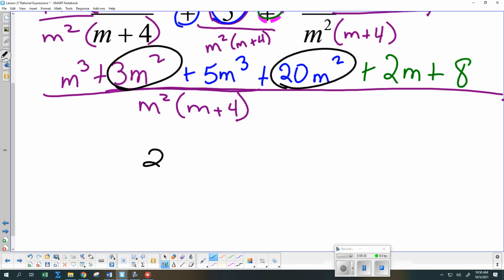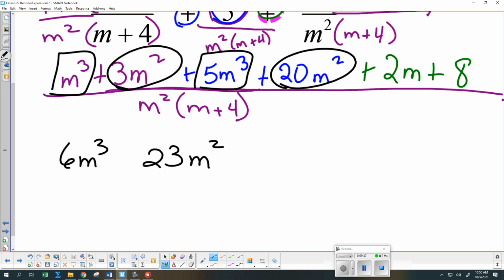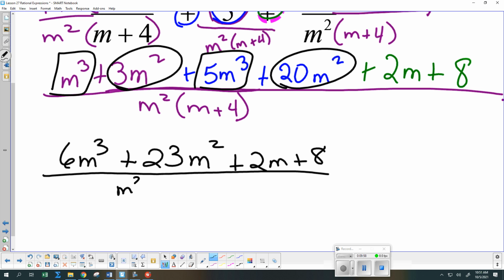So that much is a 23m squared. Bella, are there any other like terms? And what does that give us? Can I put the 2m or the 8 together? So we just keep those. And then we've got to keep it over our common denominator. And is there anything I can factor out of that numerator? Is there any GCF or anything? So I'm done.